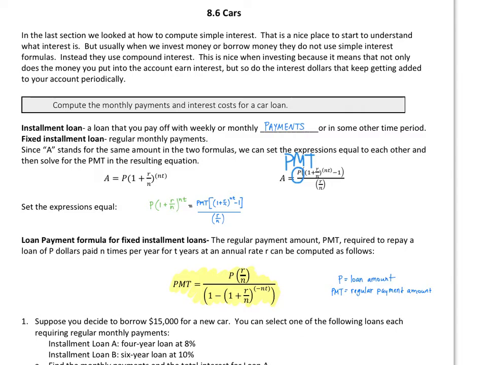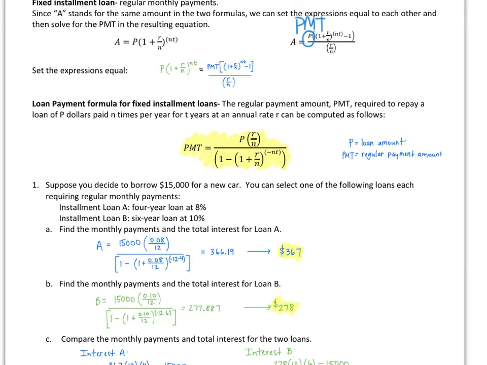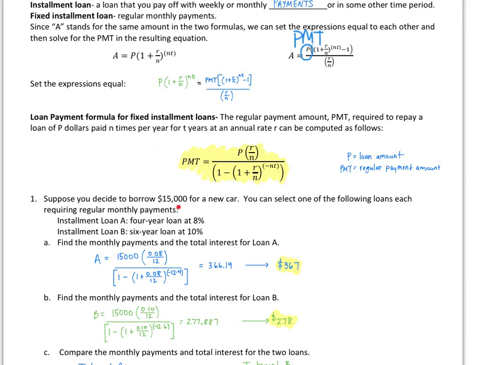So if we go through our first example here, suppose we're borrowing $15,000 for a new car. You can select one of the following loans, each requiring regular monthly payments. So this is where N is going to be 12, because you're paying it each month. Installment loan A is a 4-year loan at 8% interest. Installment loan B is a 6-year loan at 10% interest. Let's find the monthly payments and total interest for loan A. The monthly payments include the interest that you're paying on the loan.